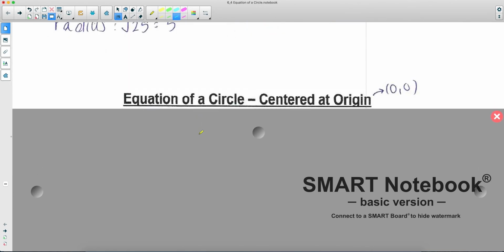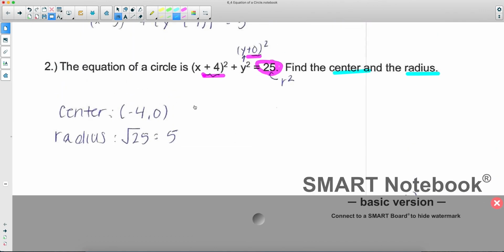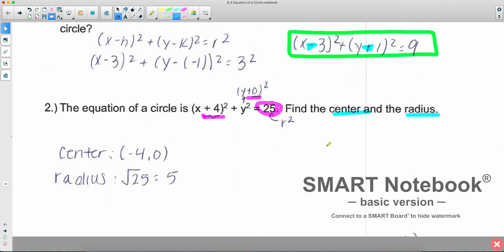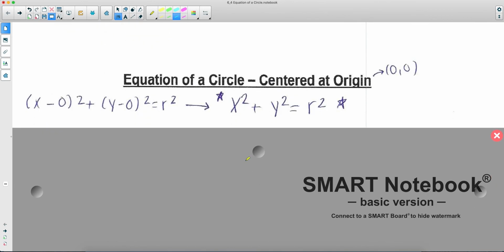We have number 3. Oh, that's next, sorry. So this actually brings us to a good leeway. When you have y plus 0, you could also have x plus 0. And if it's x plus 0 and y plus 0, that's technically then the origin. So we have a very specific equation of a circle when it's centered at the origin, 0, 0. And it's just x squared plus y squared equals r squared.